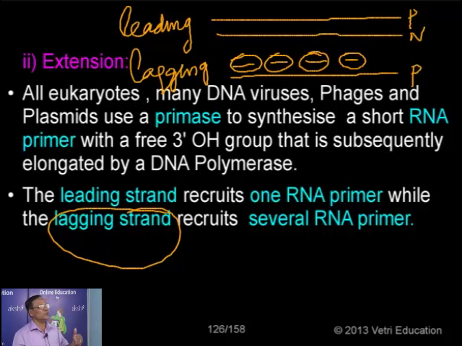So normally during the replication process, in one of the strands, the DNA is synthesized continuously. In another template strand, the DNA is produced discontinuously. The strand which produces DNA continuously is called the leading strand. The strand which produces DNA discontinuously is called the lagging strand. So the leading strand recruits one RNA primer, whereas the lagging strand recruits several RNA primers because we have several fragments of DNA. Each fragment needs one RNA primer.